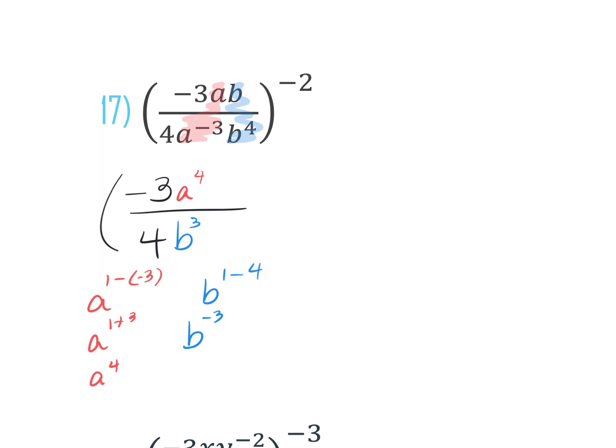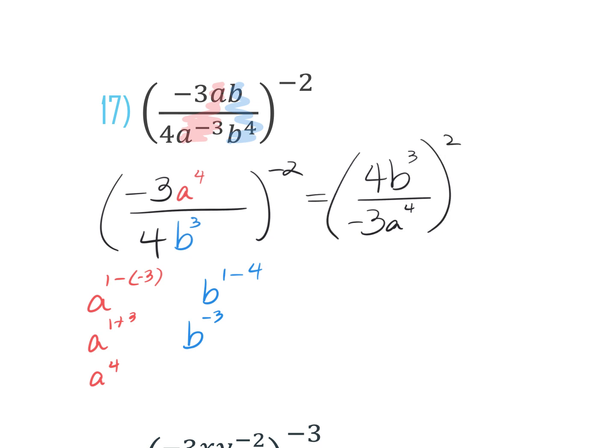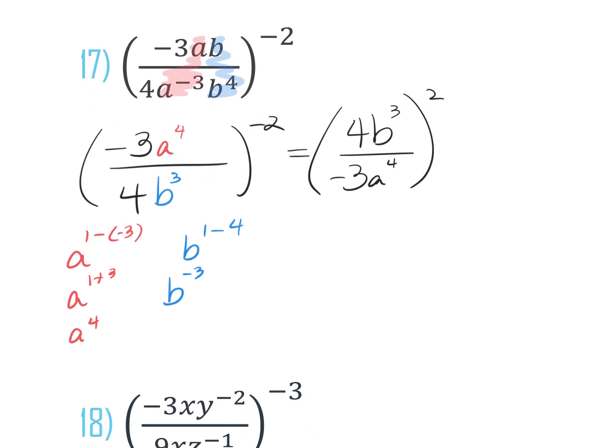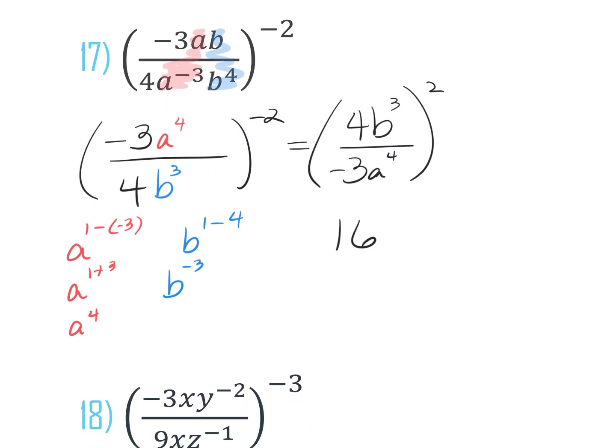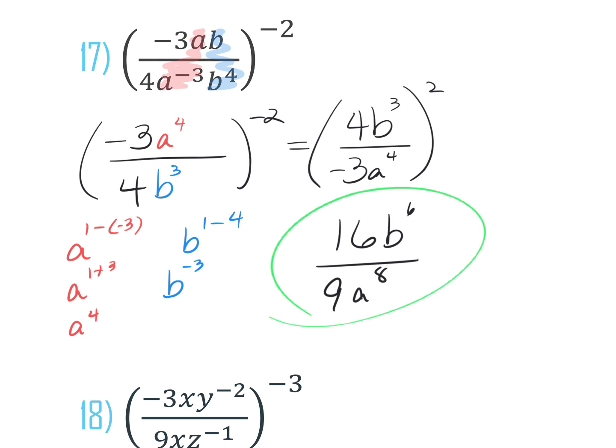Now I still have this -2 exponent. Now what I'm going to do is take care of the negative sign. I'm going to flip it to the reciprocal, make the power positive, and now I square everything that's in there. I square the 4, power to the power on the b, I multiply, square the -3, becomes +9, and then power to the power on a to the fourth becomes a to the 8th. And that's your final answer.